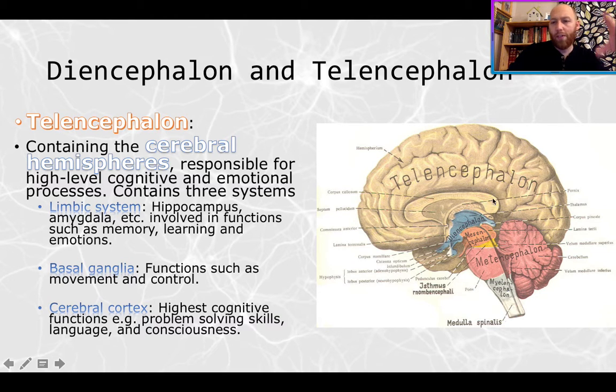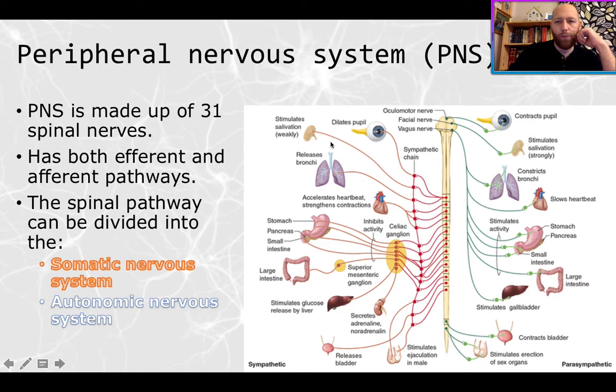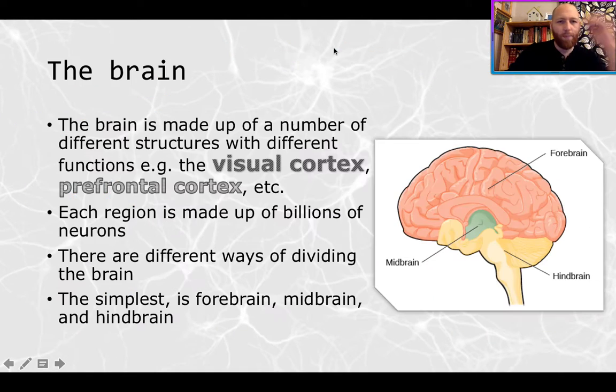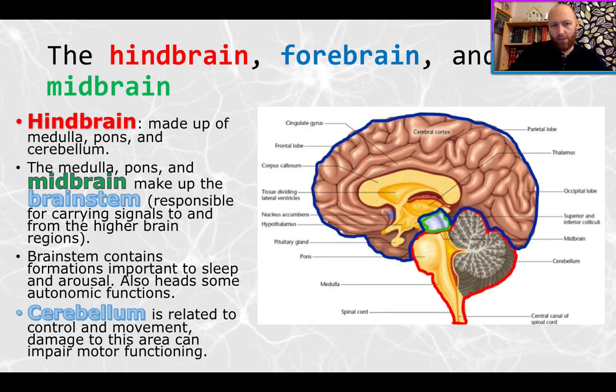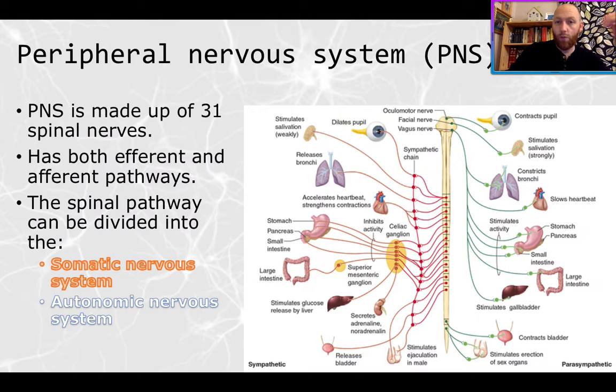The limbic system has the hippocampus, which you can just about see here, and also has the amygdala. So the limbic system is really important for memory, especially emotional memory. The basal ganglia has functions such as movement and control, and the cerebral cortex has the highest cognitive skills we have, things like language, problem solving, and so forth. So that's the central nervous system: the brain and brainstem, dividing into the hindbrain, the forebrain, and the midbrain, and then the structures within those.